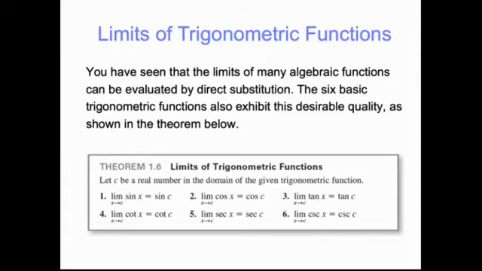Then 1, the limit as x approaches c of sine x equals sine c. 2, the limit as x approaches c of cosine x equals cosine c. 3, the limit as x approaches c of tangent x equals tangent c. 4, the limit as x approaches c of cotangent x equals cotangent c. 5, the limit as x approaches c of secant x equals secant c. And 6, the limit as x approaches c of cosecant x equals cosecant c.